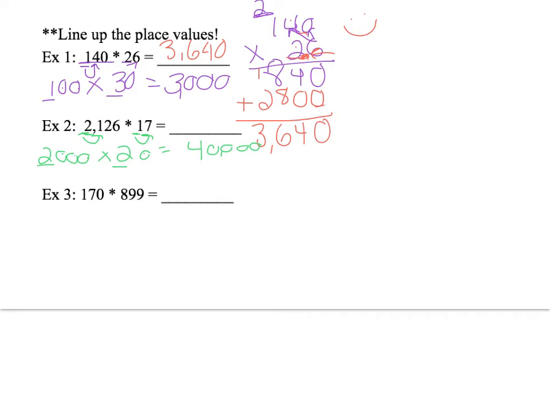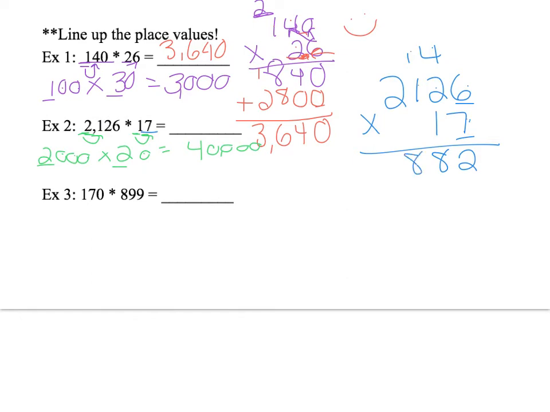Now to set up our multiplication, we have 2,126. The 6 is in the ones place. Make sure it is lined up with the ones place from our second number, which is a 7. So we have 17 with a 7 in the ones place. And multiply. 7 times 6 is 42. Carry your 4. 7 times 2 is 14 plus 4 is 18. Carry your 1. 7 times 1 is 7 plus 1 is 8. And 7 times 2 is 14.